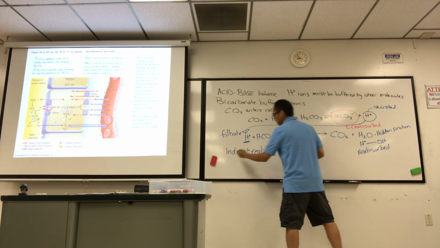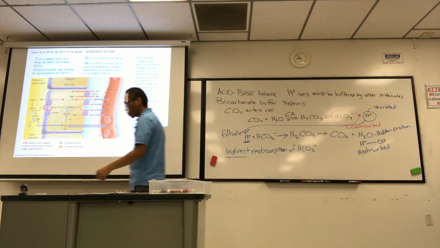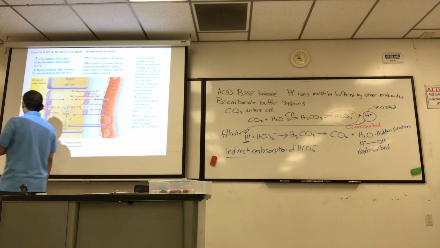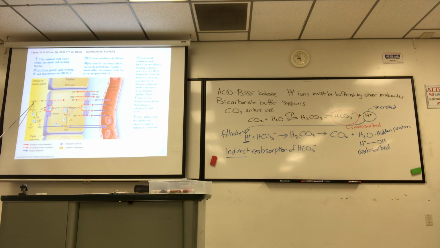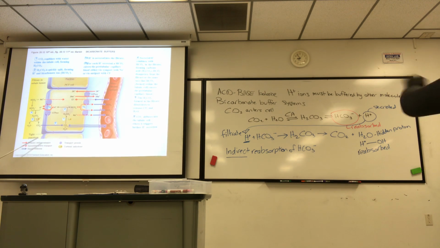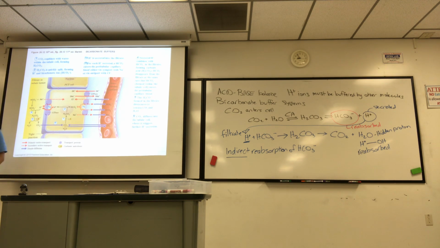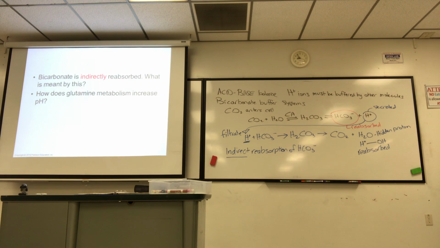So what's meant by indirect? If it were direct, you would take this bicarbonate, and this molecule would be physically moved into the blood, but that is not what happens. Where did I start? What actually enters the cell? CO2. But then through CO2 you do chemistry, and then that bicarbonate is reabsorbed. So that's what's meant by indirect. So that's kind of answering the first question on this next slide.